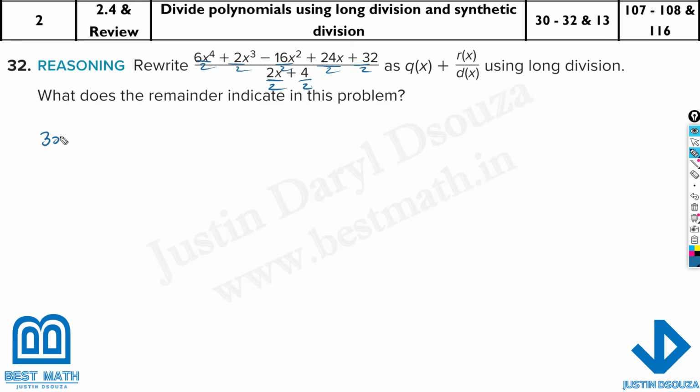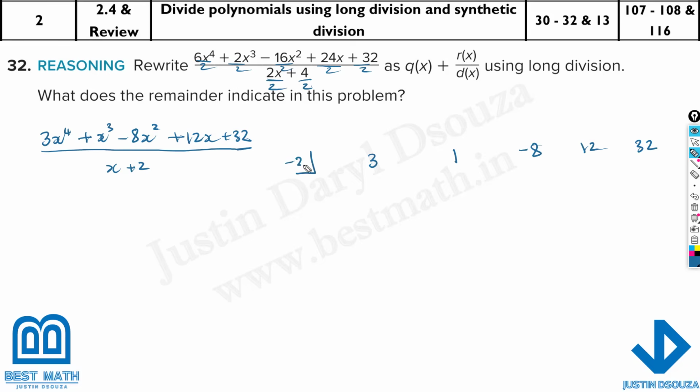So now the new terms will be 3x power 4 plus x power 3 minus 8x squared plus 12x plus 32, divided by x plus 2. Now here you can see it has a coefficient of 1, so I'm going to use synthetic division. The answer will be the same. The quotient, we can just wait and watch. The terms for synthetic division are 3, 1, minus 8, 12, 32. And this one will be minus 2, because it's x plus 2, so we have to consider it to be minus 2.